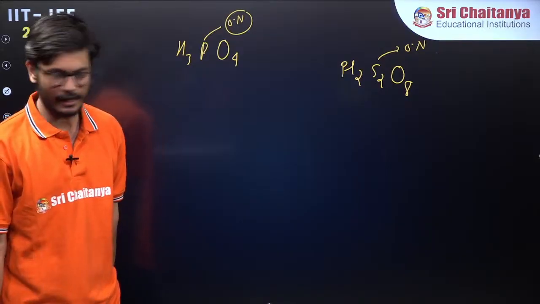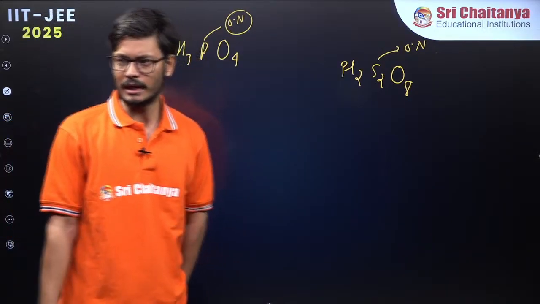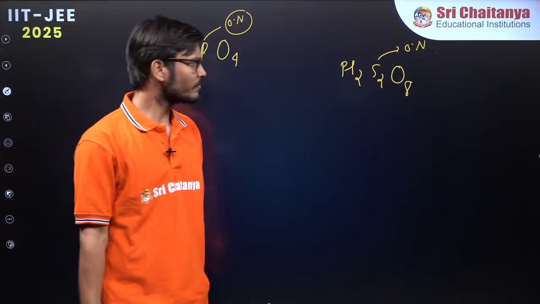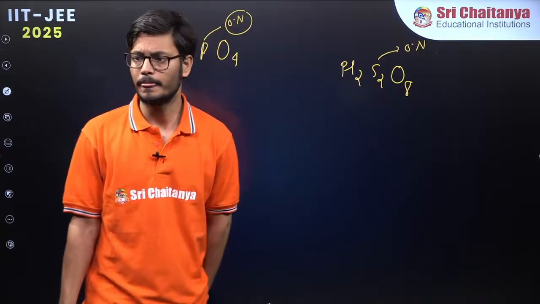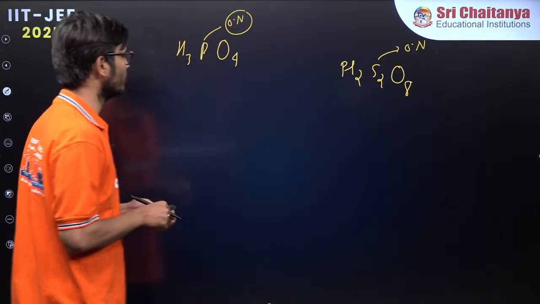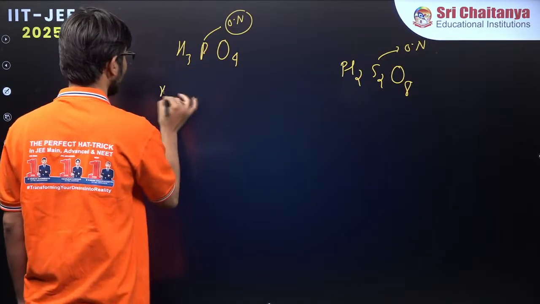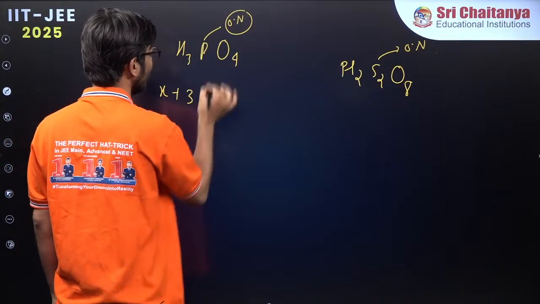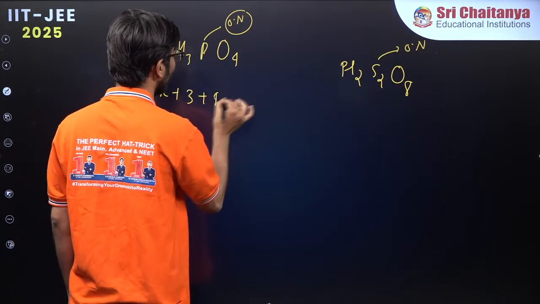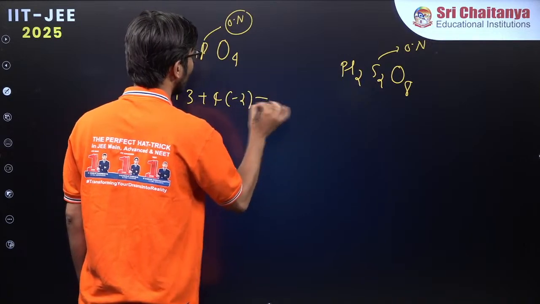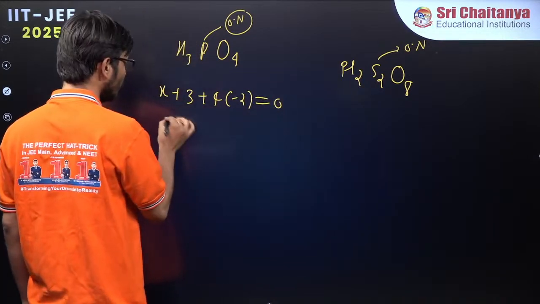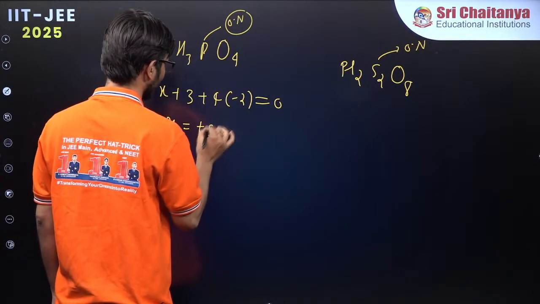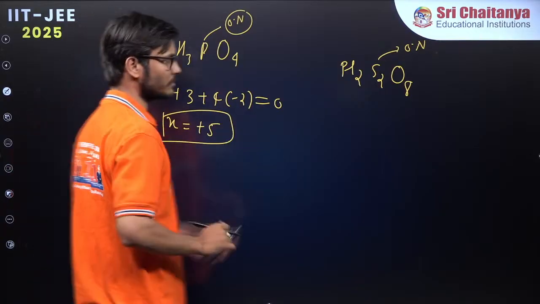Very good, +5. What about sulfur in H2SO8? In this one, it is 5, right? Very good, all of you. So phosphorus being X, hydrogen is +1, so 3, and this is 4 times -2, and the total charge is equal to 0. So X is equal to +5. Very good, right? What is the oxidation number of sulfur?